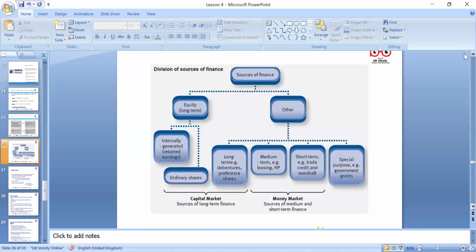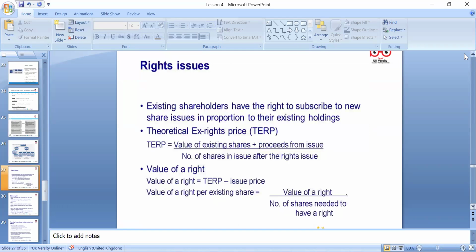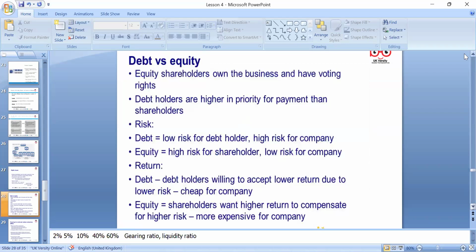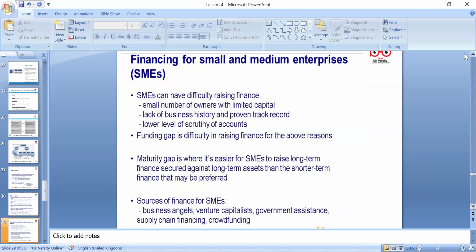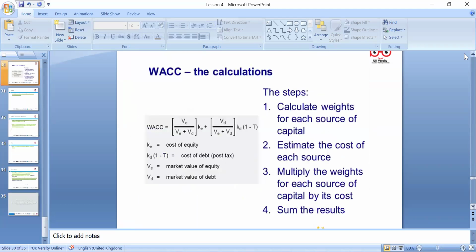We can look at different sources of finance, long term and short term, which need to be the focus. With a rights issue of shares, if you issue too many shares, what effect will it have on the existing shareholders? That needs to be considered, along with debt versus equity, which we just discussed. Then SMEs, small and medium size enterprises, and the weighted average. For your final decision, you can look at the weighted average cost of capital and the gearing ratio. High gearing can mean high risk for the company, and we need to keep that in mind before deciding to go ahead.